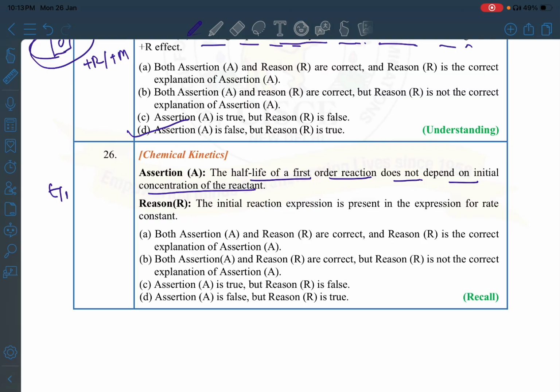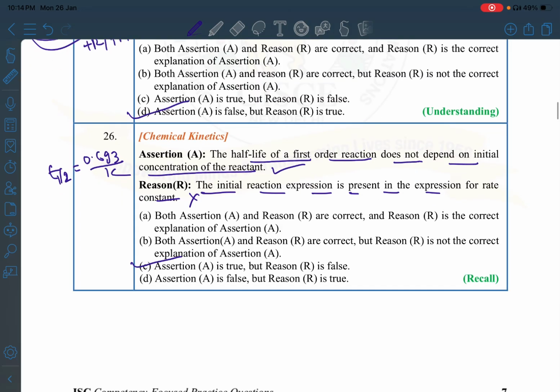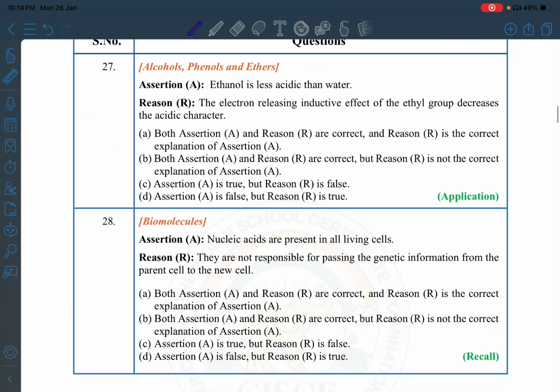So the formula is t half equals 0.693 by K. So of course it doesn't depend on the initial concentration. So the first statement is correct. Then the reason says the initial concentration is present in the expression for the rate constant. No, it is incorrect. So A is true, R is false. Then question number 27.